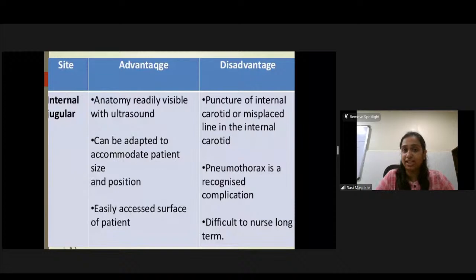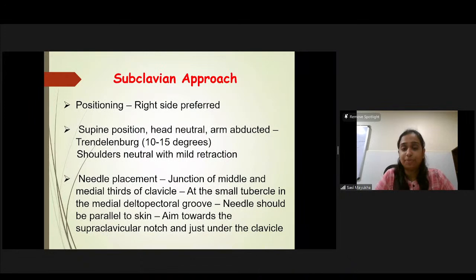Next, moving on to the subclavian approach. So in the subclavian approach, also the right side is preferred. As for both the internal jugular and the subclavian, why did I say the right side is preferred? Because the most common thing is injury to the thoracic duct in the left side. The length of the catheter has to be chosen carefully, because a longer length is required. The other thing is injury to the thoracic duct.